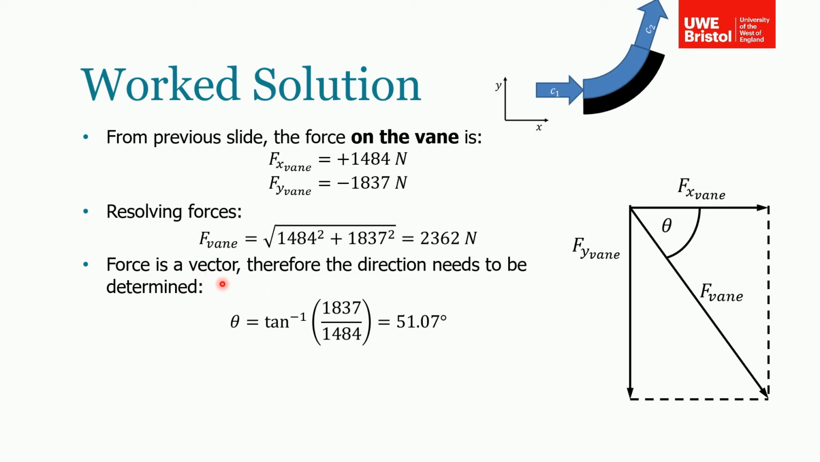And then we can work out the direction again from trigonometry. If we know the length of each side of this triangle, we can find out the angle by taking the inverse cosine. So we get the force is 2,360 newtons, and it's acting at an angle of 51 degrees below the horizontal.